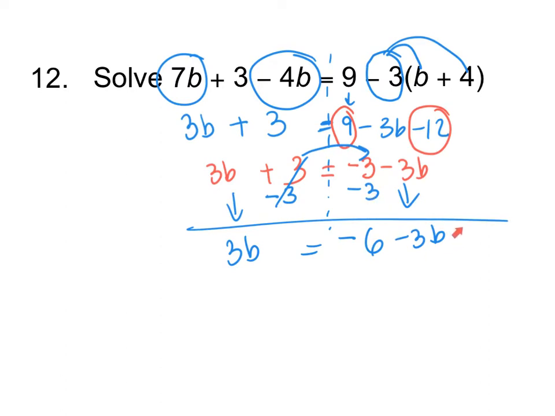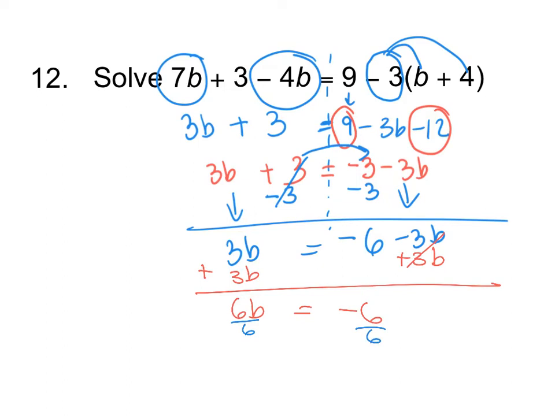Now I'm going to take this minus 3b and move it to the other side. So I am going to add 3b here and add 3b here. I get 6b is equal to negative 6. And my last step is to divide by 6. And I get b is equal to negative 1.